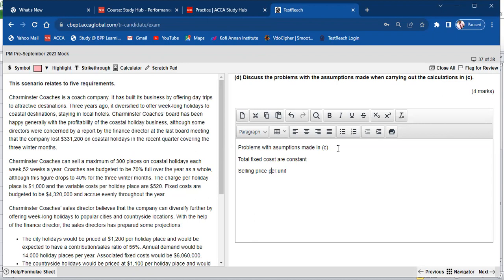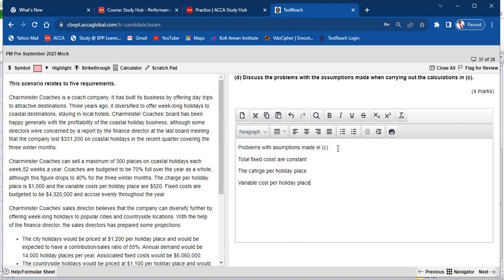Rather than saying selling price per unit, I'll change my language: the charge per holiday place. So that's my selling price per unit. If you go into the PM exam saying selling price per unit for all manner of questions, holiday places, you are not answering the question. You are a textbook person. You will not score the marks. Variable cost per unit. So variable cost per holiday place has been assumed to be constant.